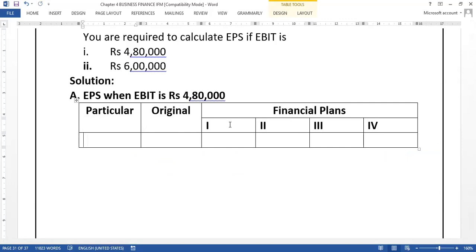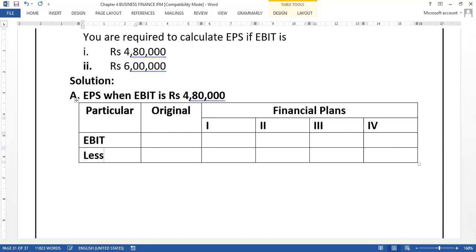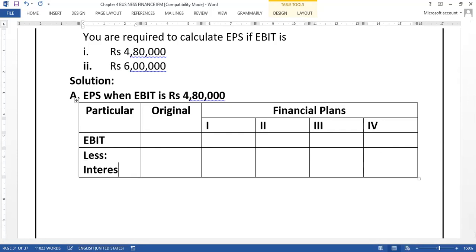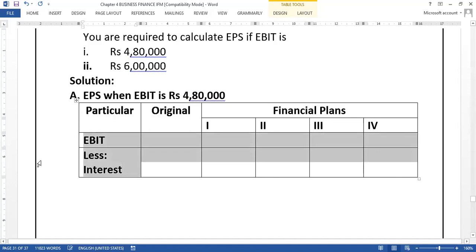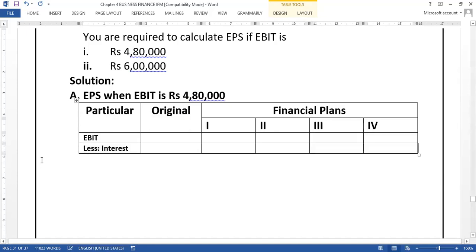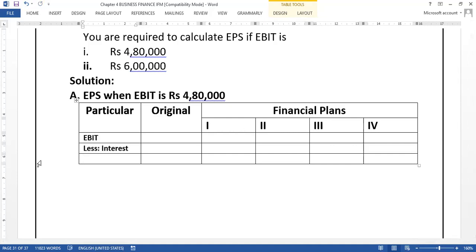Okay. Now this is done. The format is focused on EBIT first. Then, with the help of EBIT, we want to reduce the interest. Less interest. If we minus less interest, we'll be getting EBT, earnings before tax.